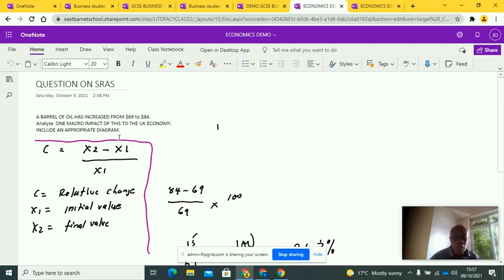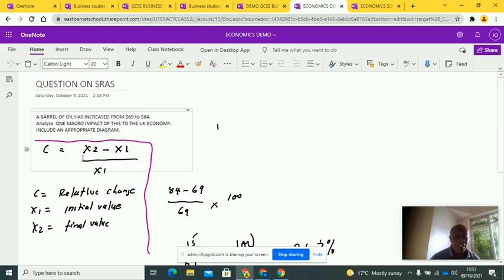Sometimes they will not ask you to include an appropriate diagram, but as soon as you see anything to do with oil, you should be thinking cost of production, cost of production. Now, if you want to excel and show yourself as a top student, when you see numbers, that's an opportunity for you to do a bit of a calculation. So what you really want to find out is the percentage change. It's obviously increased by what percent.